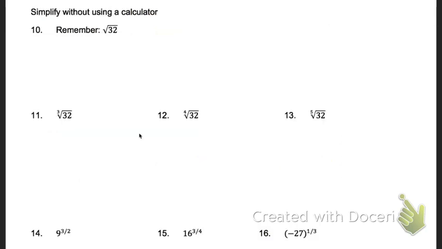So if I were to simplify this without using a calculator, if it's just the square root of 32, you pull out the perfect square, which is what? That'd be 16. So it would be 4 root 2.